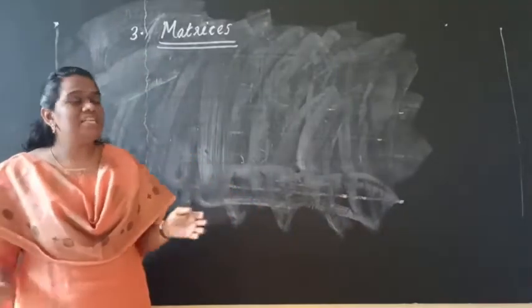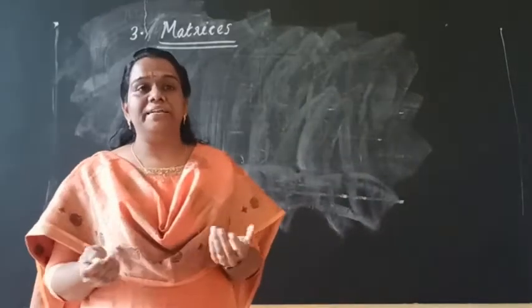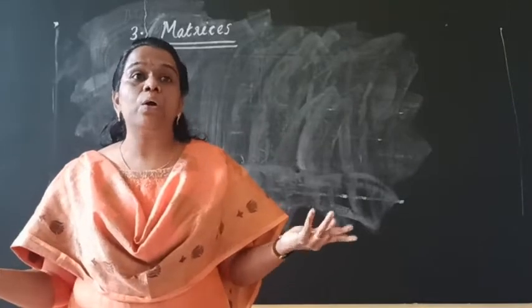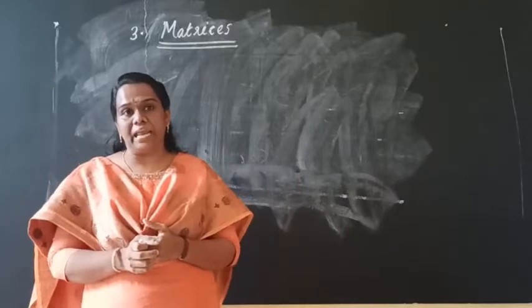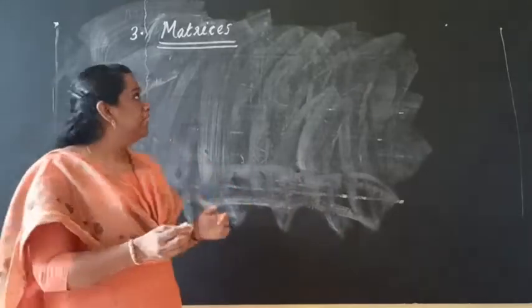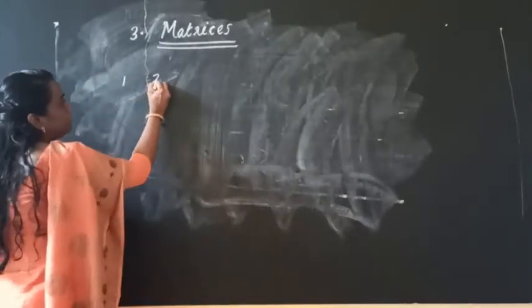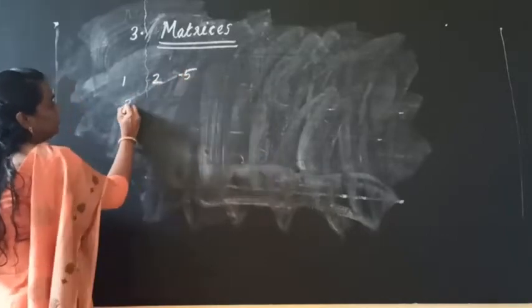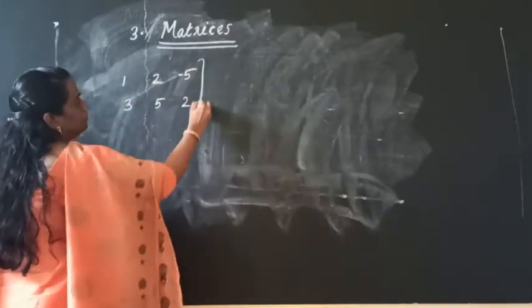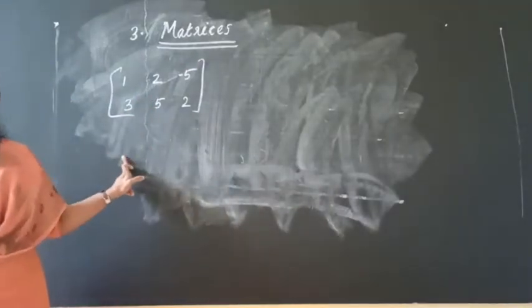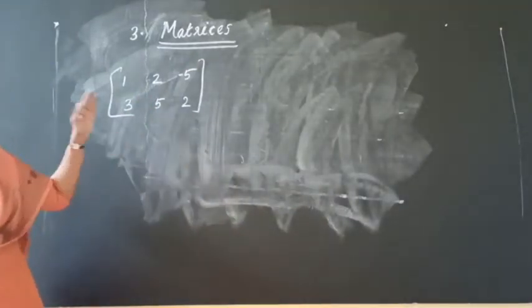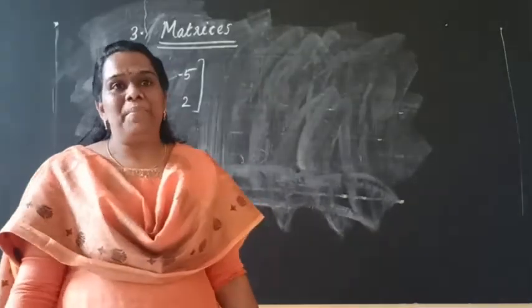In matrices, some numbers, which can be real or complex numbers, can be arranged in a rectangular array. So we can write 1, 3, minus 5, 3, 5, 2. See, it looks like a rectangle. Numbers are arranged in an ordered way. This type of arrangement is known as a matrix.